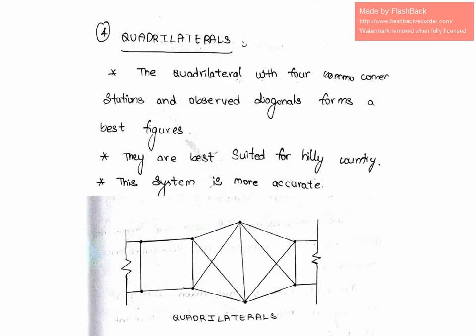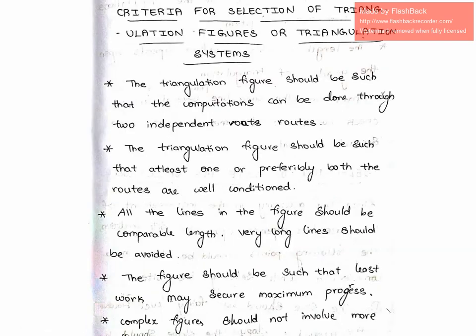Next is quadrilaterals. The quadrilaterals with 4 corner stations and the observed diagonals form a best figure. You can see here, both of these are quadrilaterals with 4 corners and 2 diagonals. They are best suited for hilly country, and this system is more accurate. For hilly areas you can go for the quadrilateral system, and this gives the most accurate readings.